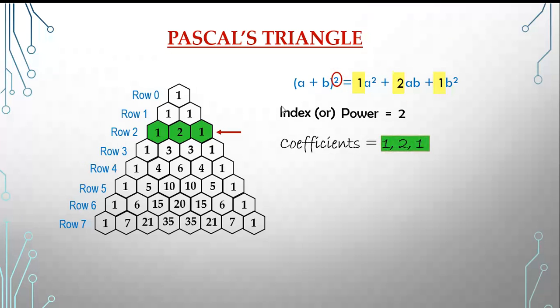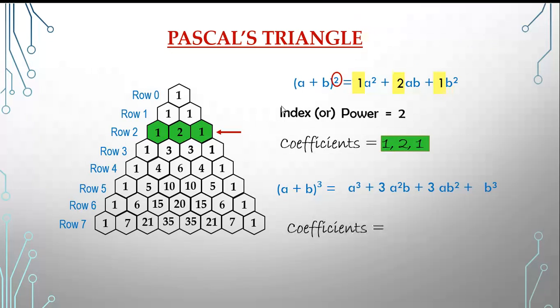Now let's try it out with another expansion. Let's consider (a + b) whole cubed, and we know its formula, right? What's that? Yes, that is a cubed plus 3a squared b plus 3ab squared plus b cubed. What are the coefficients here? Yes, that is 1, 3, 3, 1. Are the numbers the same as those of the third row of Pascal's triangle? Oh yes, they are.